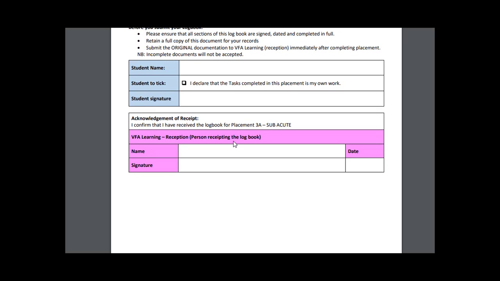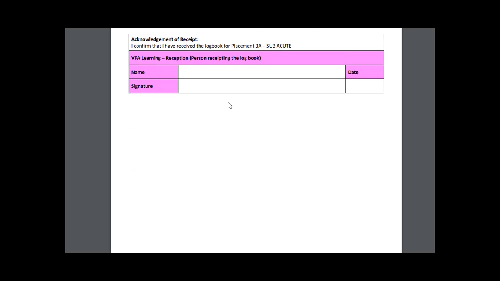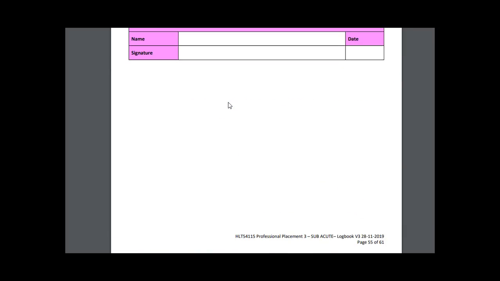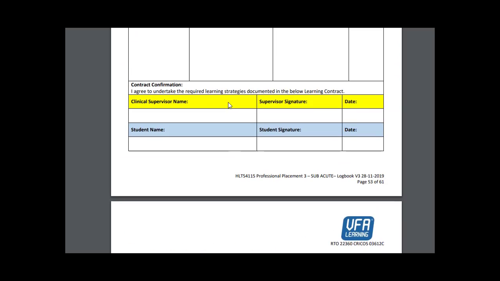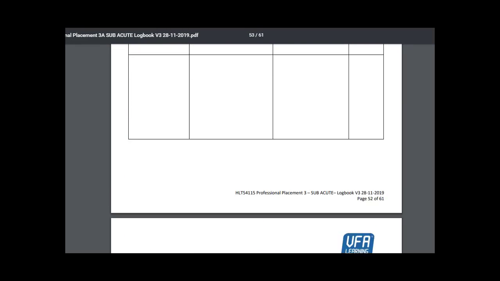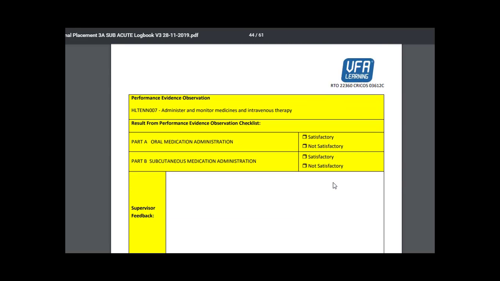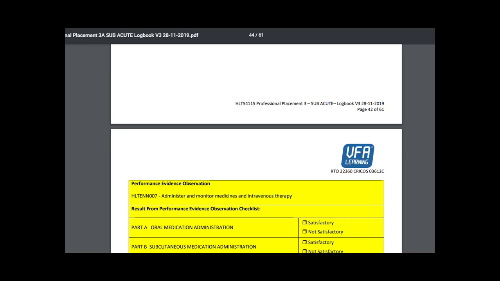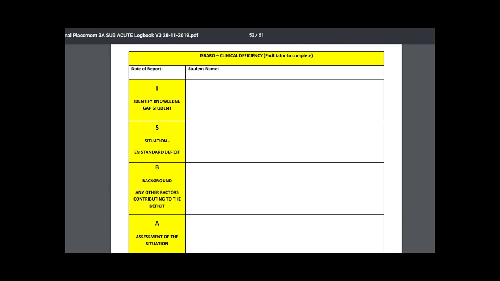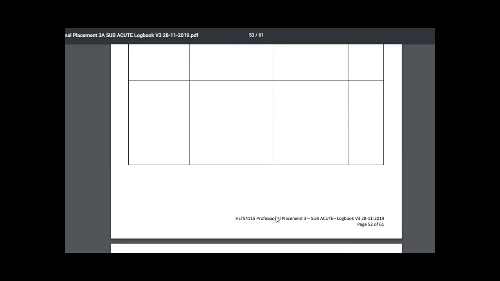And it's not submitted unless all of the sections in blue that you're required to complete are filled out. It is also your responsibility to ensure that the clinical facilitators have completed all their sections, including all of the observational checklists. Okay, so all your blue bits need to be complete and all the yellow bits need to be completed by the facilitators before placement finishes, not after.